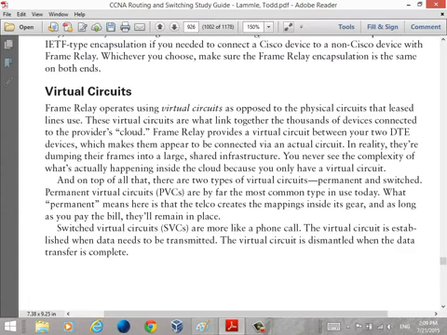Frame relay operates using virtual circuits, as opposed to the physical circuit that leased lines use. As opposed, meaning I don't use a physical circuit. These virtual circuits won't link together the thousands of devices connected to the provider cloud.